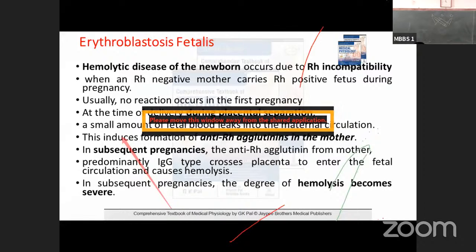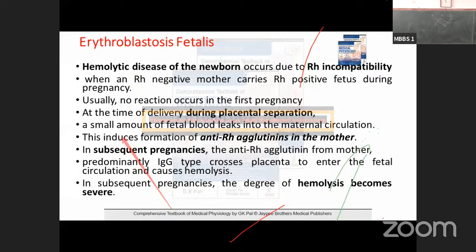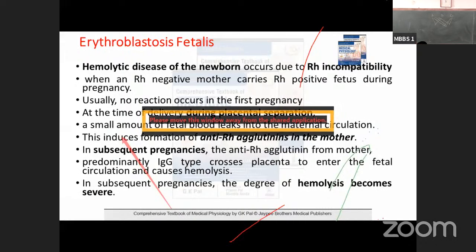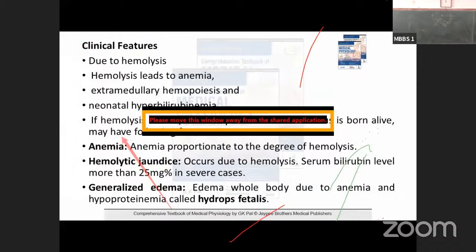During the second, subsequent pregnancy, the Rh agglutinins from the mother, which are IgG type, cross the placenta, go to the fetus, and in the fetal circulation cause hemolysis. In subsequent pregnancies, hemolysis becomes more severe in the second, third, or fourth pregnancy.